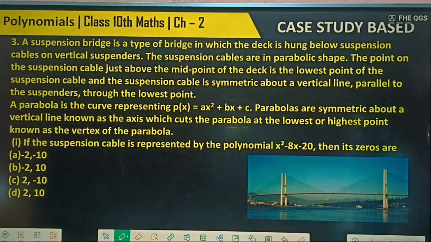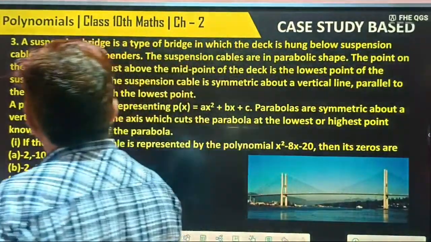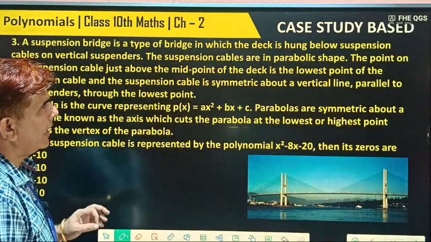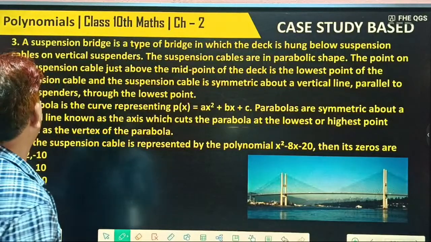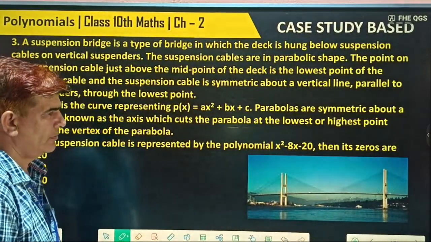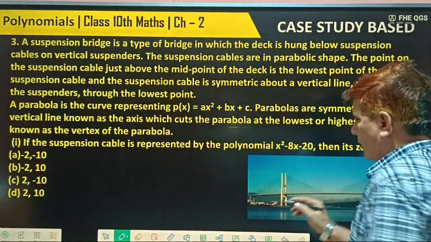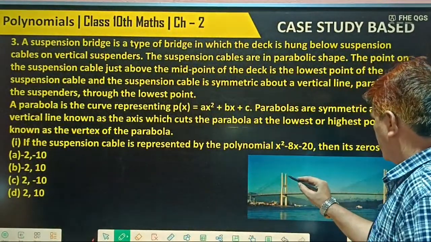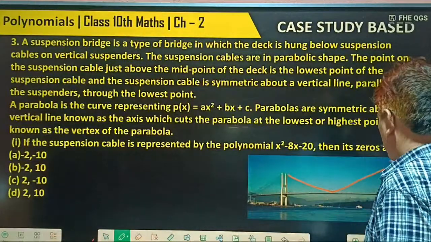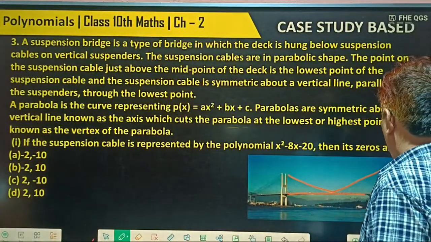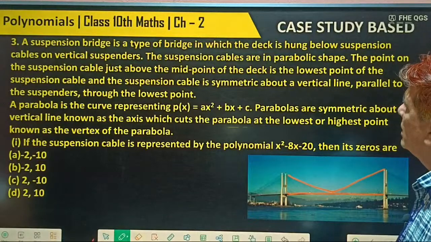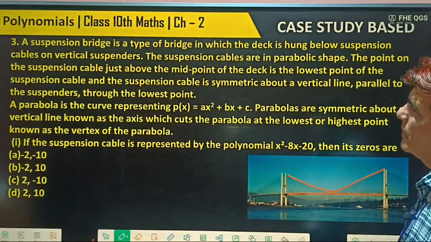Show one more case study given. Try to understand it. A big one, given statement, also bigger one. A suspension bridge is a type of bridge in which the deck is hung below suspension cables on vertical suspenders. So like this is the wire, and this is horizontal. So a suspension bridge is a type of bridge in which the deck is hung below suspension cables.